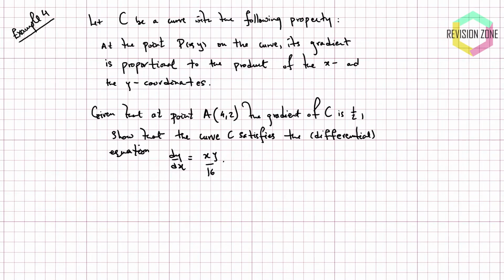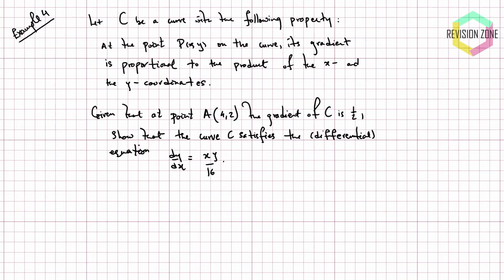Problem 4 is quite wordy, so let's read through it to make sure we understand what it's asking us to do. Let C be the curve with the following property. At the point P, (x, y), on the curve, its gradient is proportional to the product of the x and the y coordinates. And it goes on to say, given that at point A, which is (4, 2), the gradient of C is a half, show that the curve C satisfies the following differential equation.